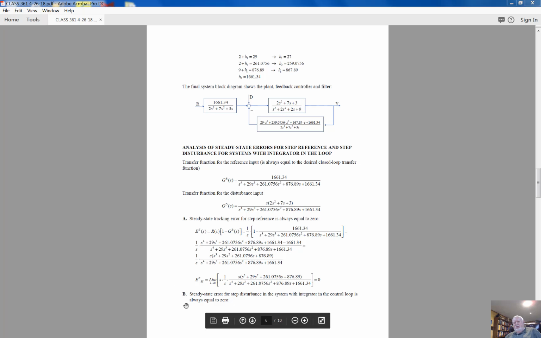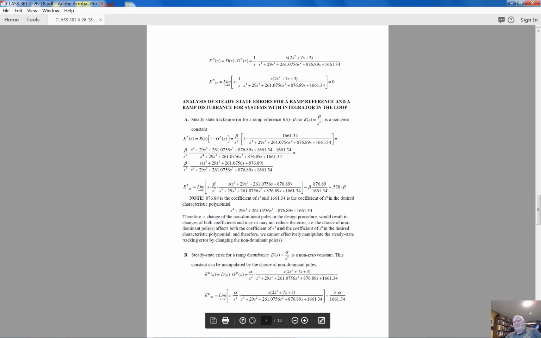But now let's take a look at the error for step disturbance in the system with integrator in the control loop. This is the transfer function for the disturbance input. Don't forget, I told you this S sits in the numerator only because of the integrator that was introduced in this loop.